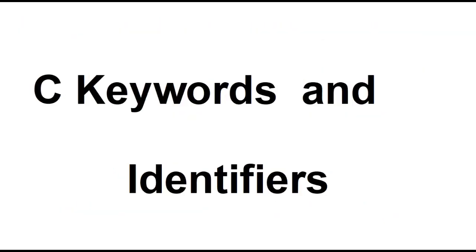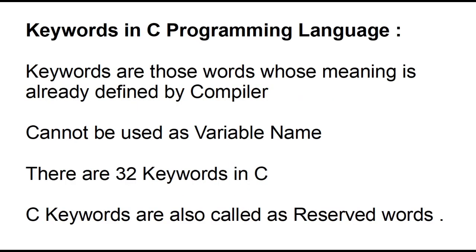Now let us discuss the keywords and identifiers in C. Keywords are those words whose meaning is already defined by the compiler. They cannot be used as variables. There are 32 keywords in C. Keywords are also known as reserved words. These are some important keywords used in C programs.